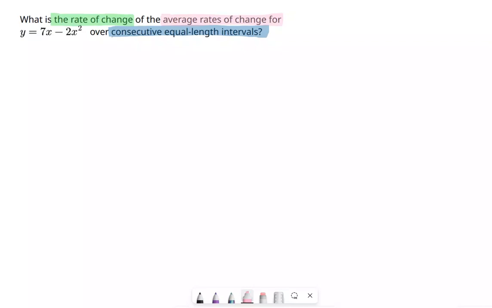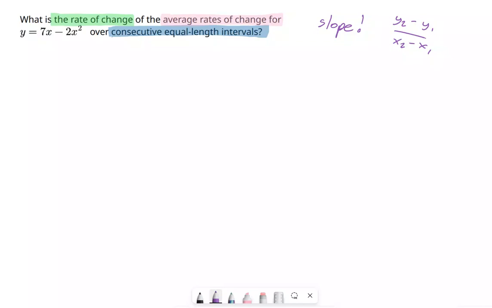I tried to highlight everything that's important in these instructions, which is basically the whole thing. So let's get started. You might realize that this is basically one gigantic slope problem because it's talking about the slope of the slopes, right? The rate of change of the average rates of change. So we're going to be doing a lot of stuff with slope. That's the old y2 minus y1 over x2 minus x1 equation.